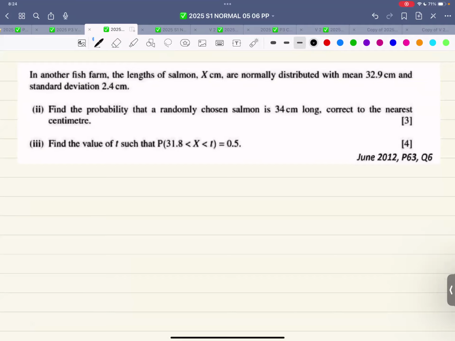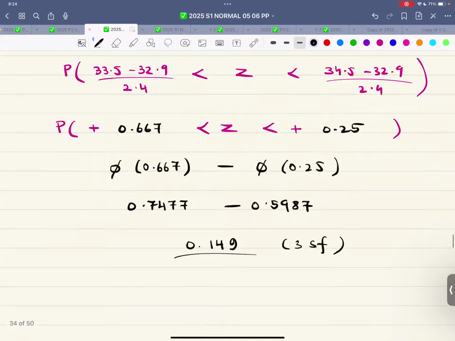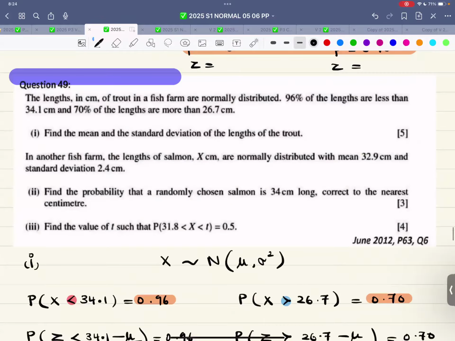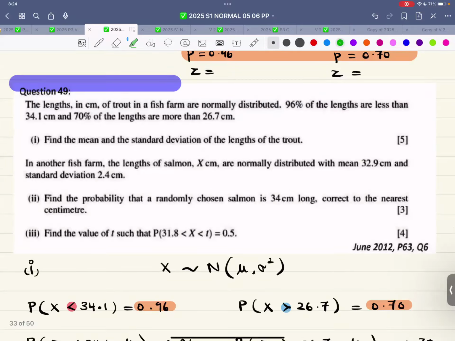Find the value of t such that probability X lying between 31.8 and t is 0.5. Now, this is another fish farm. This has nothing to do with the first fish farm. Just double checking because look at the question. This paragraph is related with this and this. This first paragraph is related with this.